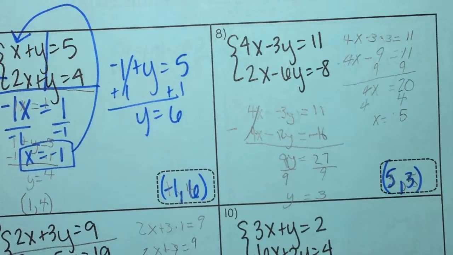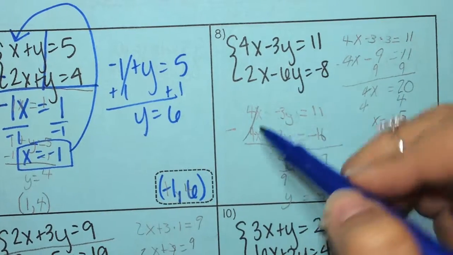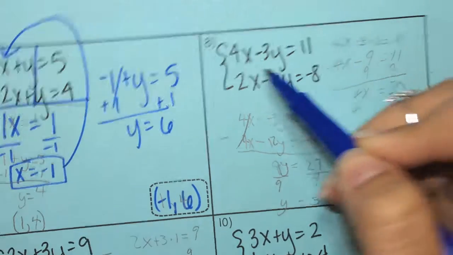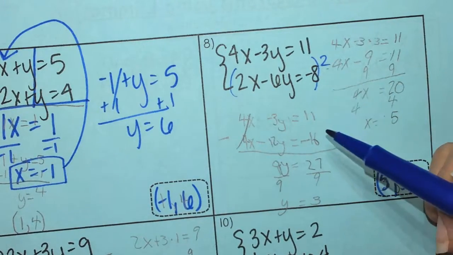It's X and Y. Okay, so the first thing he did was, what did he do? He multiplied this one by 2.